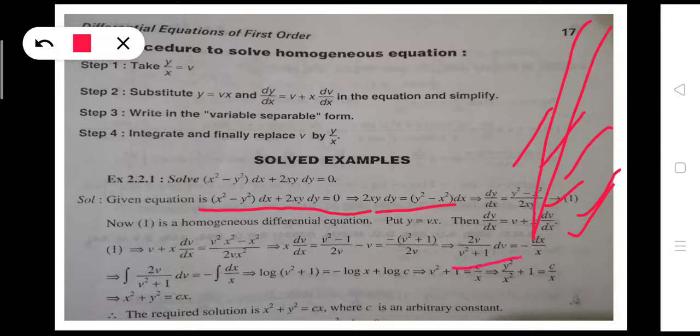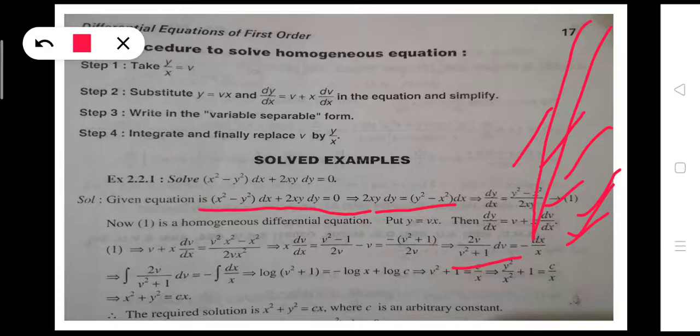Separating the v terms on one side and x terms on the other side, that is written as 2v by (v square plus 1) dv is equal to minus dx by x, and this implies integral of 2v by (v square plus 1) dv is equal to minus integral of dx by x.